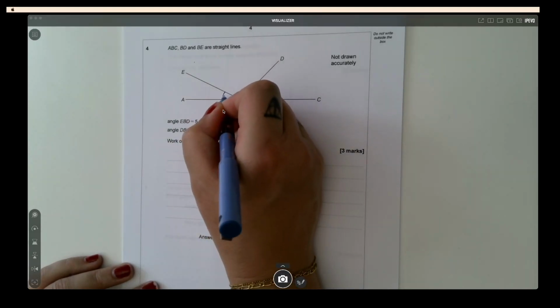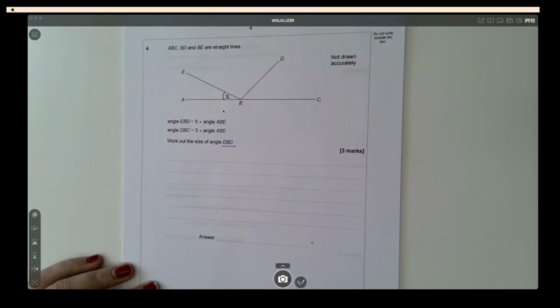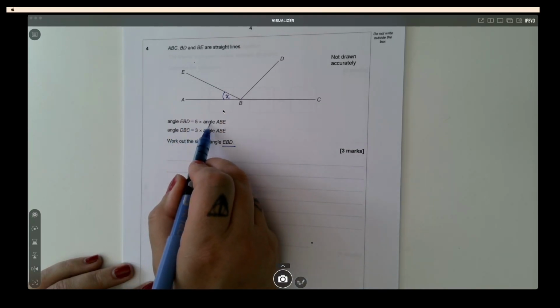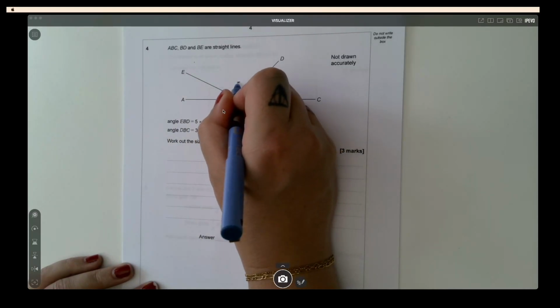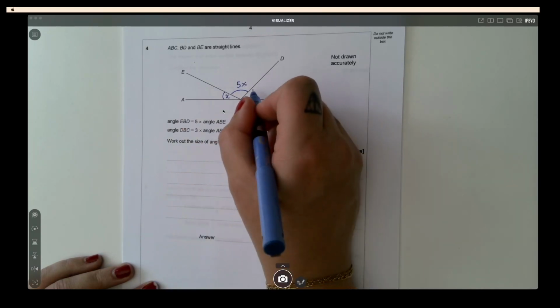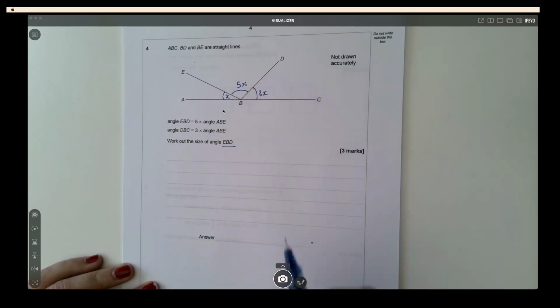So let's call angle ABE X. If angle ABE is X, then EBD must be 5 times X. So this angle here is 5X. And then DBC must be 3 times X, which is this angle here.